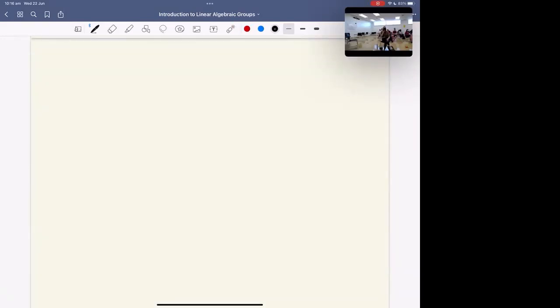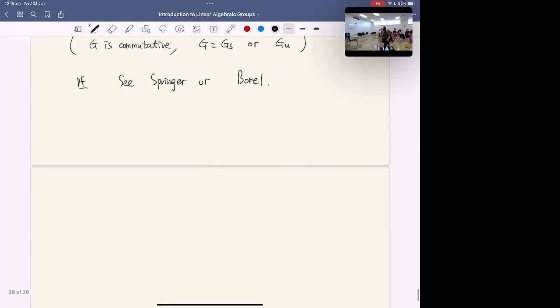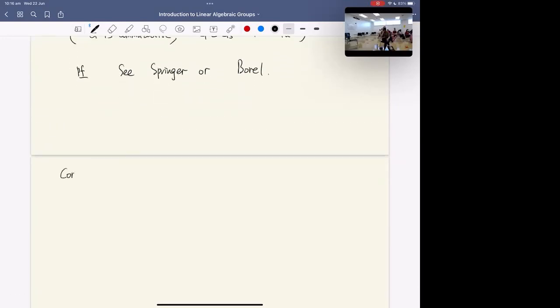Okay, next I wanted to discuss connected solvable groups. It turns out that to study the structure of algebraic groups, these connected solvable groups play an important role.